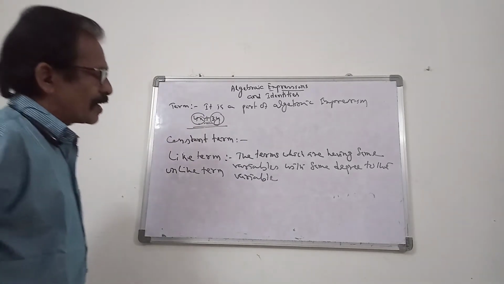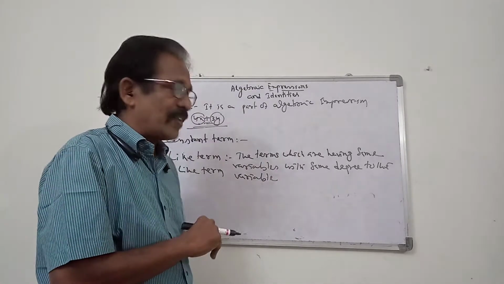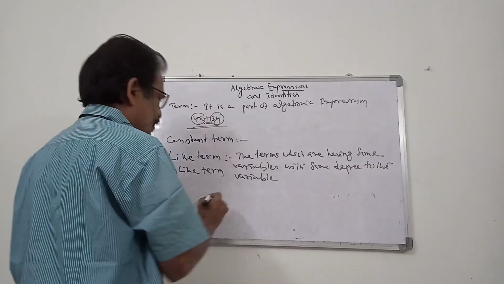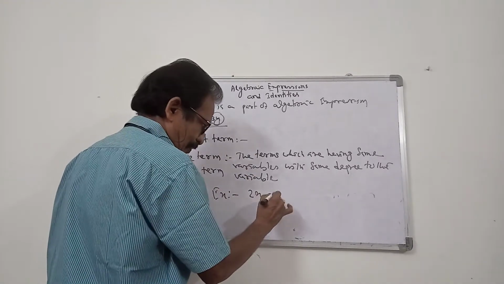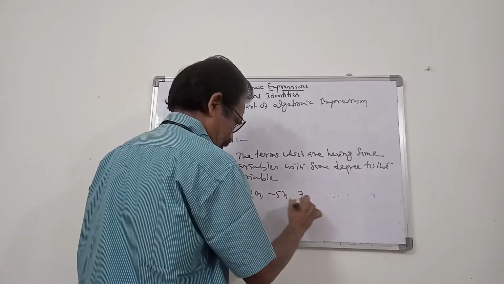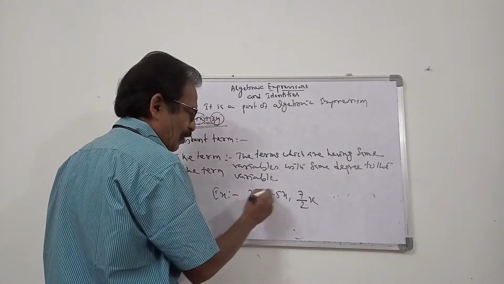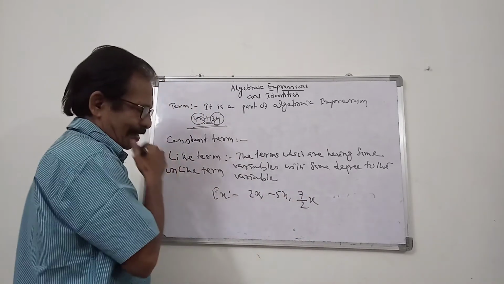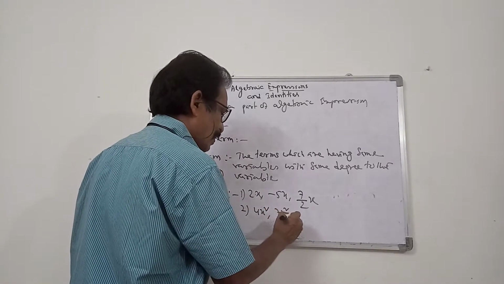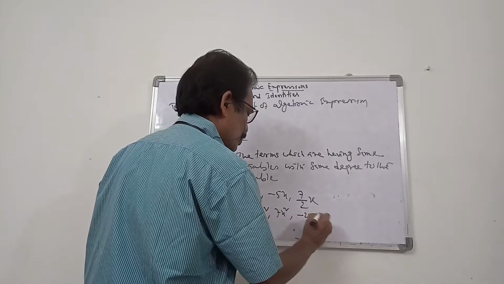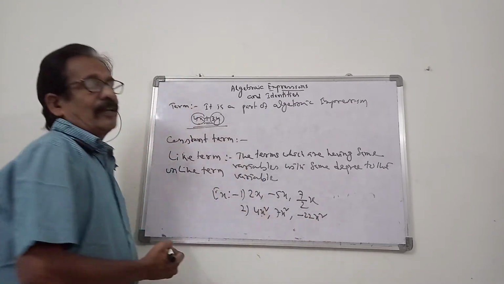Like terms means the terms which have the same variables with the same degree. Let us see examples so that we can understand. Suppose I write 2x, minus 5x, 7 by 2x. These all have the same variable, and the power is 1, 1, 1. So they are like terms. Second, 4x square, 7x square, minus 22x square. Here the variables are the same and the power is also the same. These are like terms.